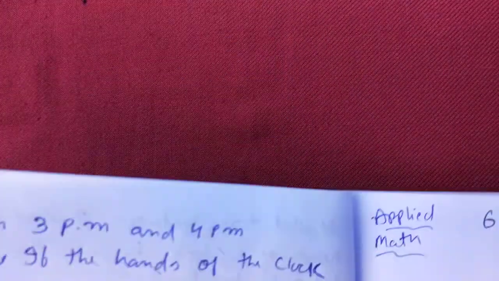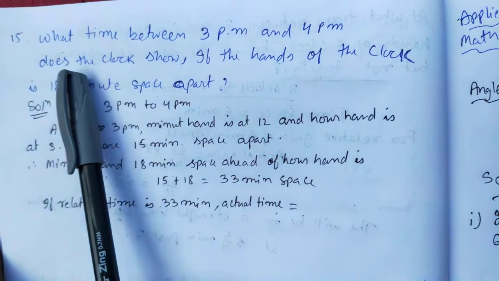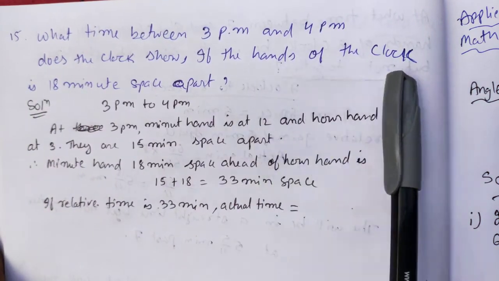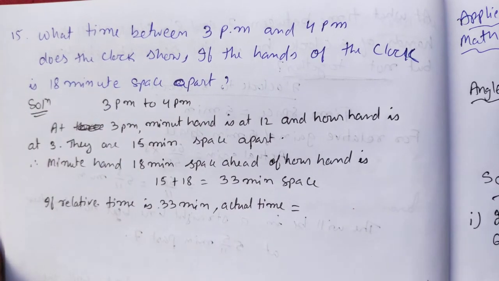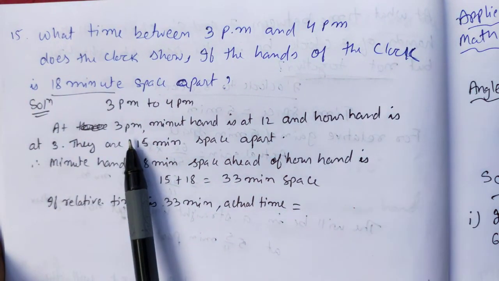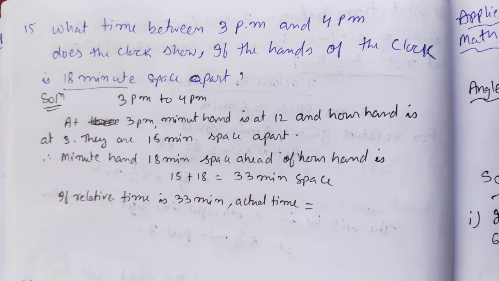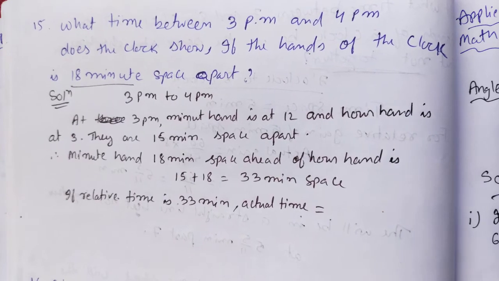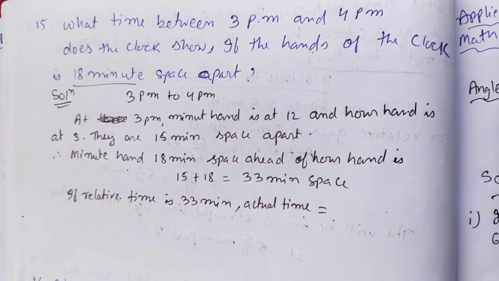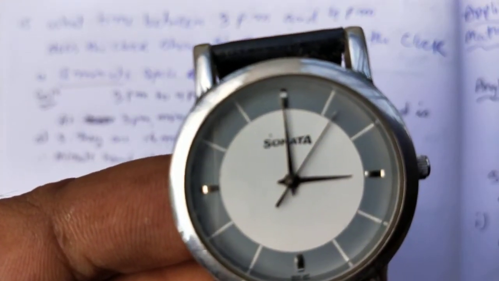Let's do question number 15. Writing part I have written in advance. The question is, what time between 3 to 4 does the clock show if the hands of the clock are 18 minutes space apart? So we have to go for 18 minutes space apart. Now at 3 the minute hand is at 12 and the hour hand is at 3. That means the space is 15 minutes. I'll just take the clock to 3. See, at 3 they are 15 minutes apart.